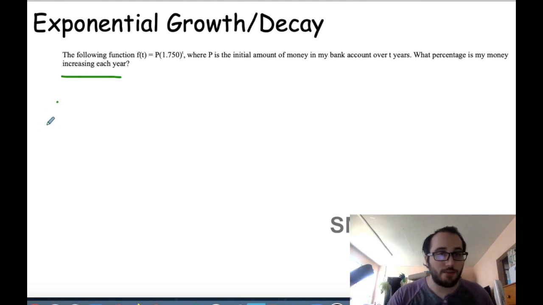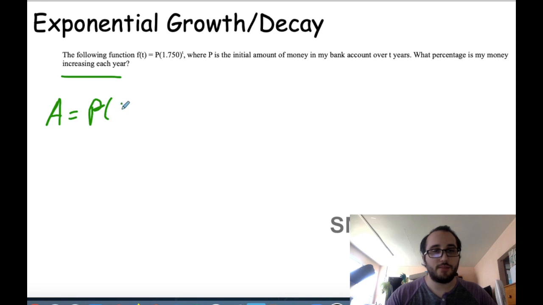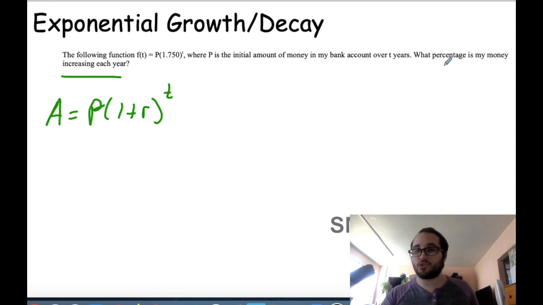So that is going to be A equals P times (1 plus r) to the t power. Now we are trying to figure out what the percentage is increasing. Some people are going to think that the number inside the parentheses, you just have to transfer that into a percentage and you're done.